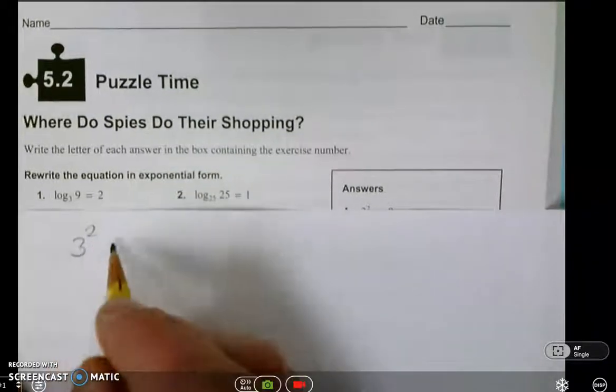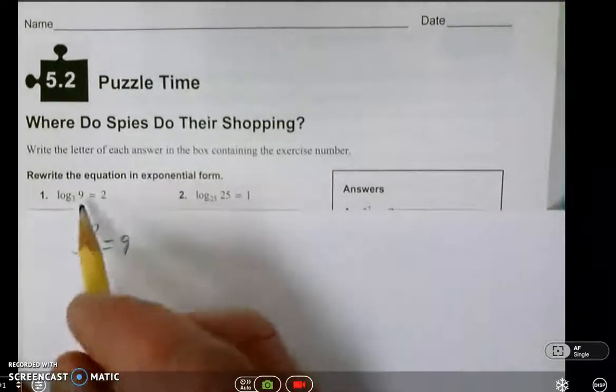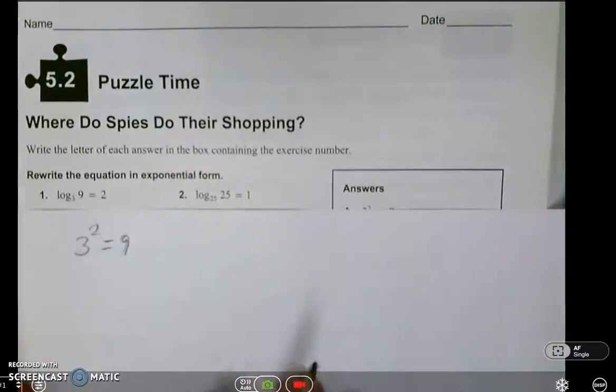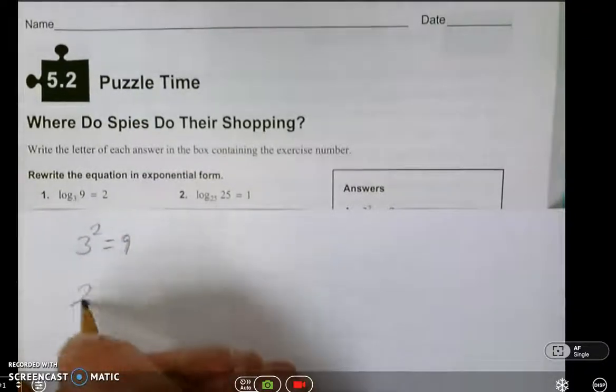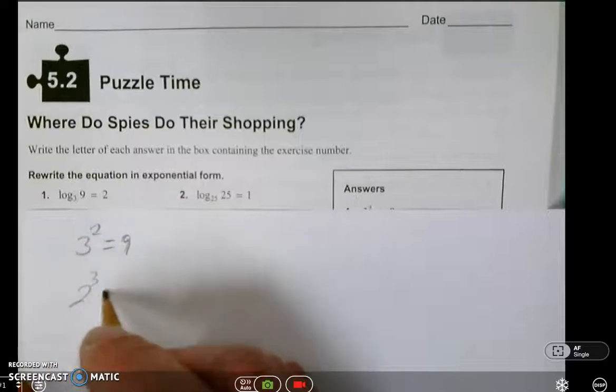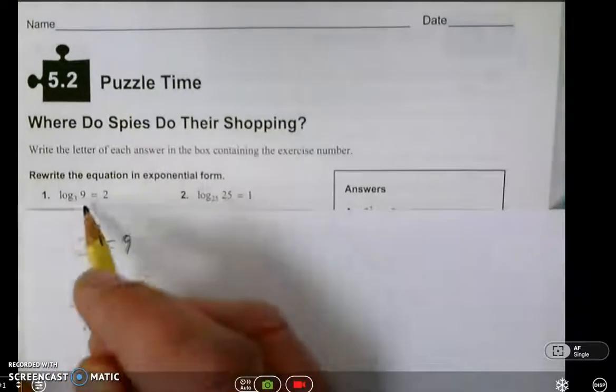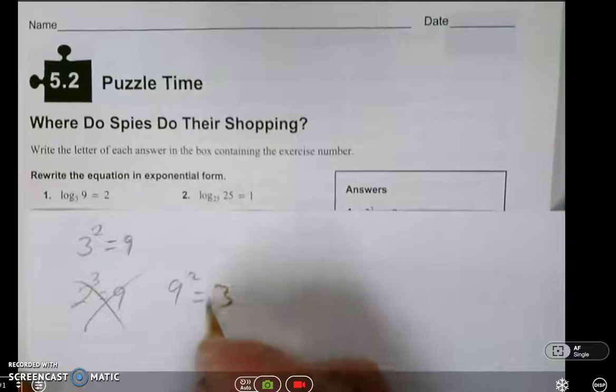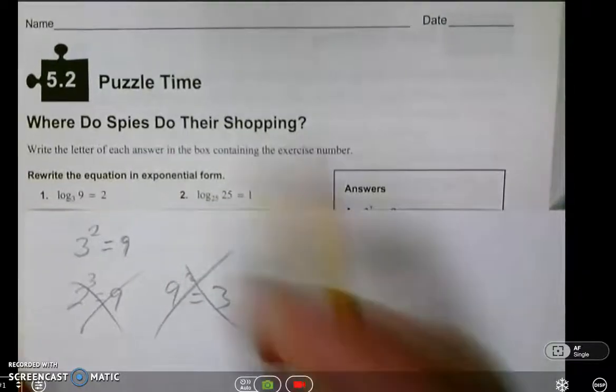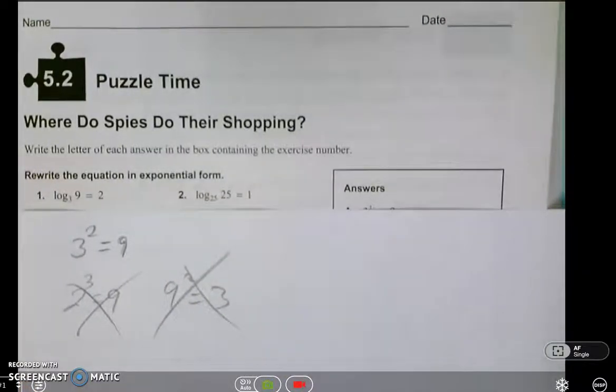So 3 to the power of 2 equals 9. And the nice thing about this, it only makes sense one way. It wouldn't make sense to say 2 to the third equals 9. That's not true. Or 9 to 2 equals 3. That's not true either. So that's the way we're going to do this, and that's pretty much it.